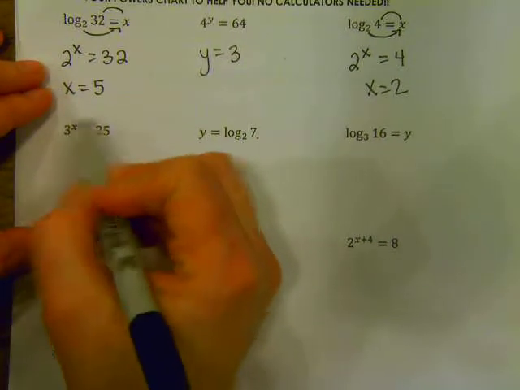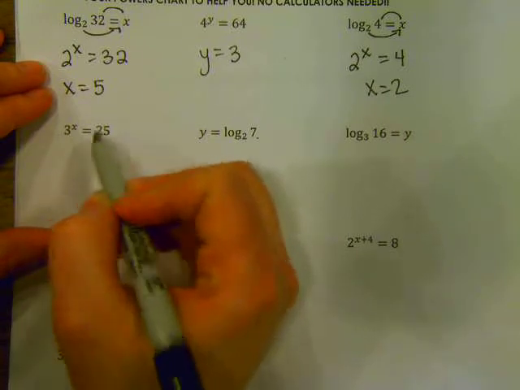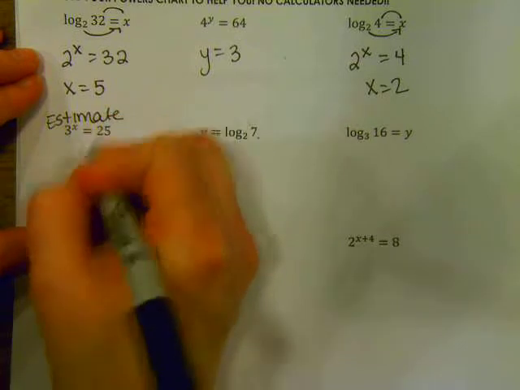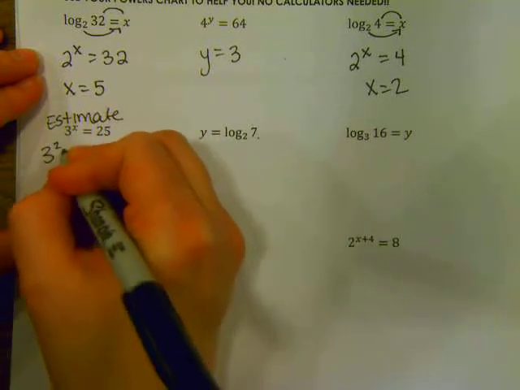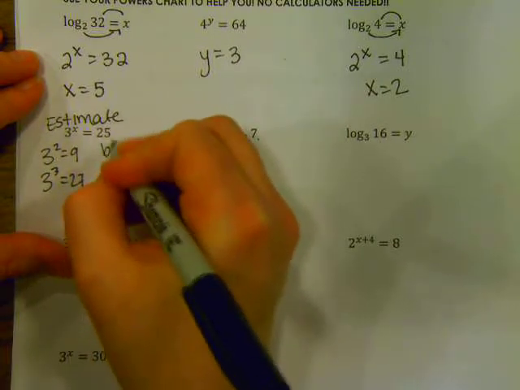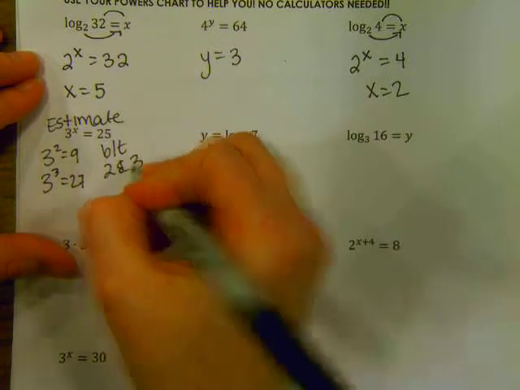Here, this is not a whole number. You can see from your charts, this is the estimate one. This is an estimate. So 3 to the second power is 9. 3 to the third is 27. So this answer is between 2 and 3. I'll just shorthand that.